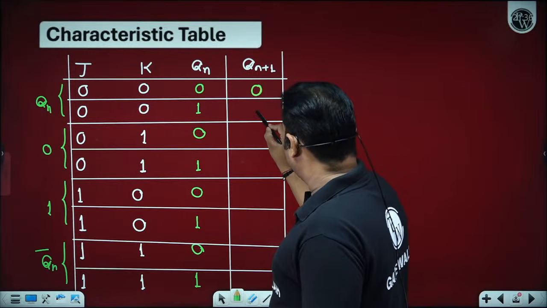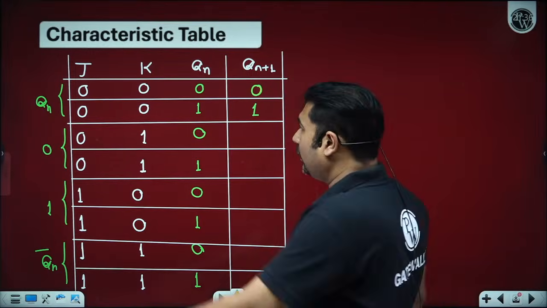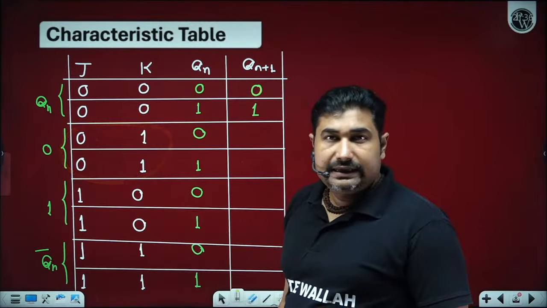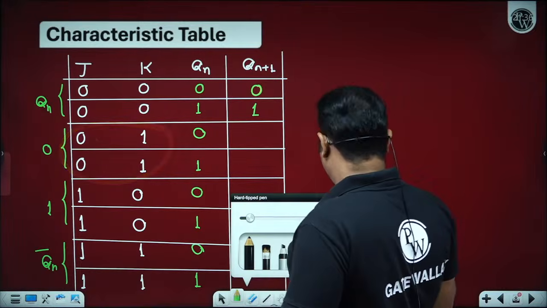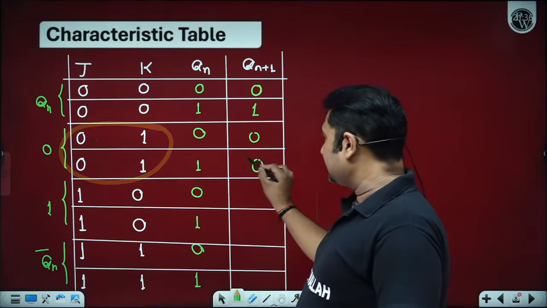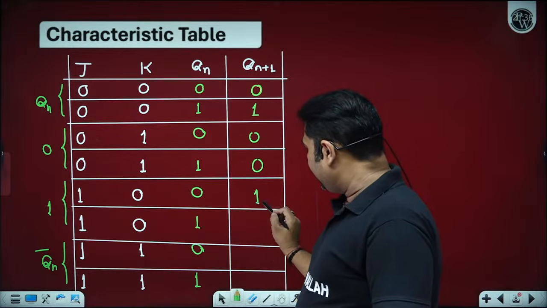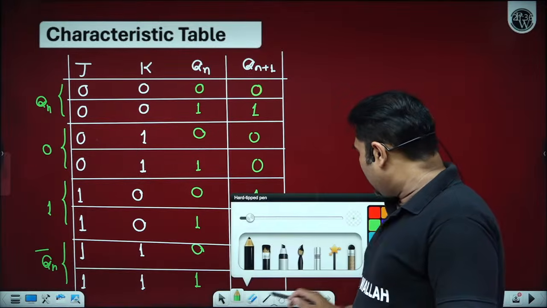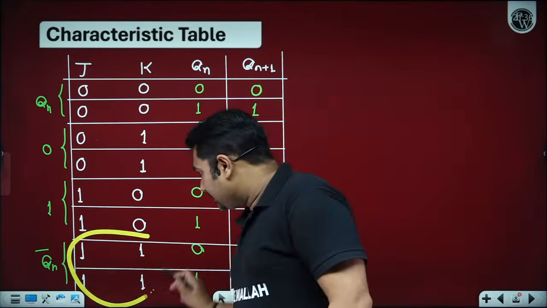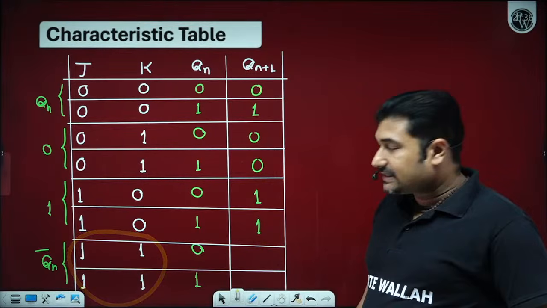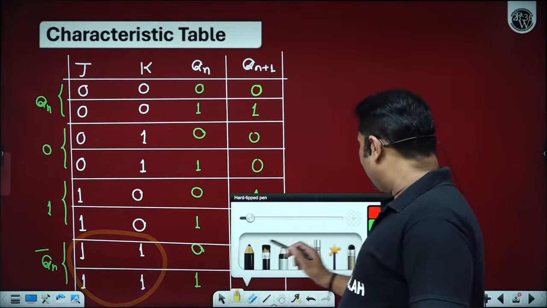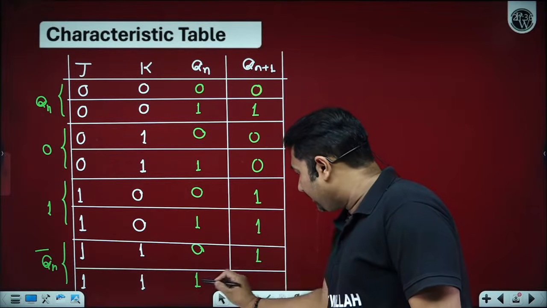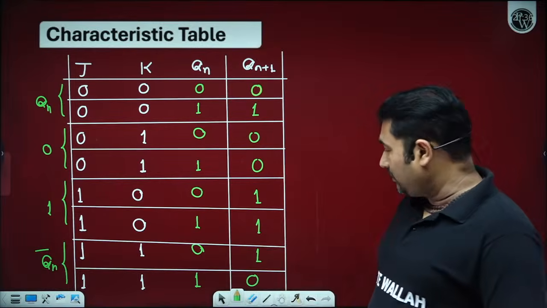How many of you able to understand, beta ji? Now for present input 0, 1, next state 0, irrespective of previous state, next state will become 0. In the same way, for 1, 0, we get next state as 1. For 1, 1, J1 and K1, next state is Qn complement, means for 0 we get 1 and for 1 we get 0. How many of you able to understand?